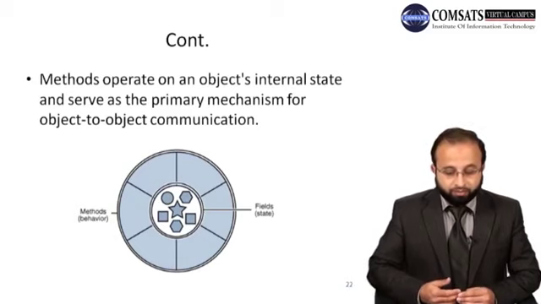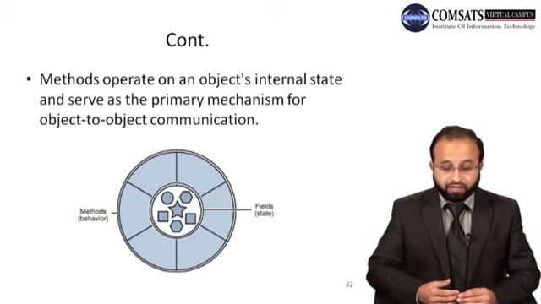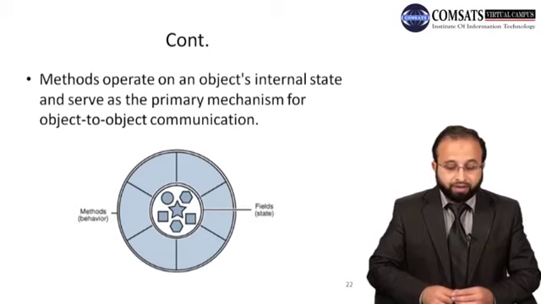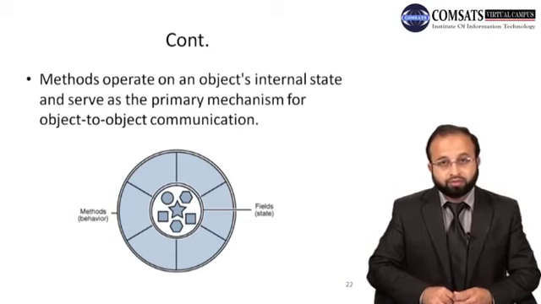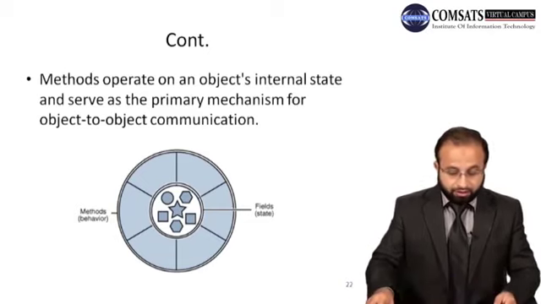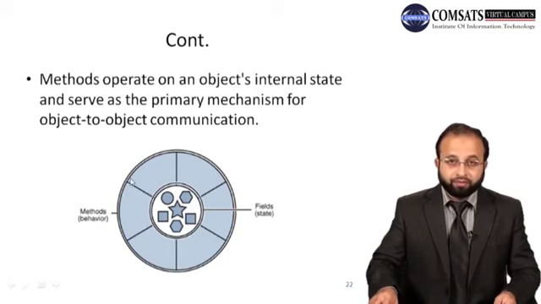So the methods operate on the object's internal state and serve as the primary mechanism for object-to-object communication. Let's consider this figure on the slide. You can see in the outer circle there are 1, 2, 3, 4, 5 methods, that is behavior, and then these are the states. Now if you want to interact with the state, you have to execute a particular behavior, right?